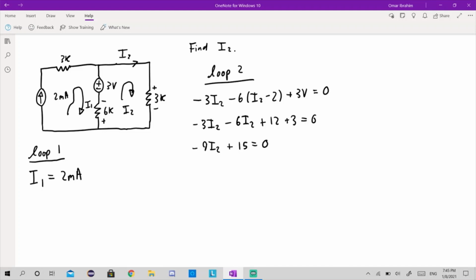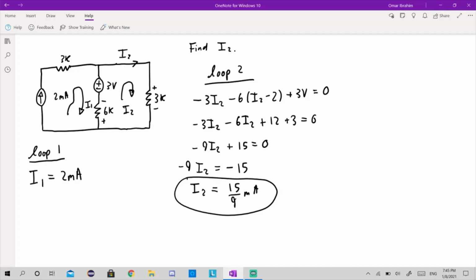And now we could simply just isolate for I2 and solve for it. So negative 9I2 equals negative 15. And if we divide negative 9 by both sides, we're going to have I2 equals 15 over 9 milliamps. And those are your two currents for this circuit.